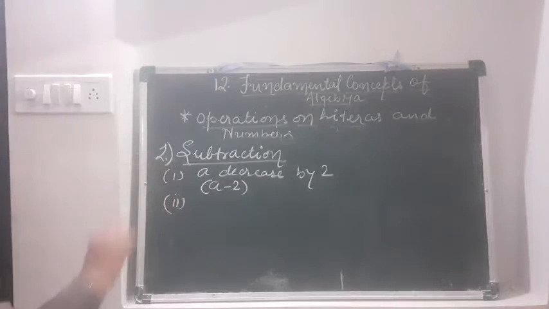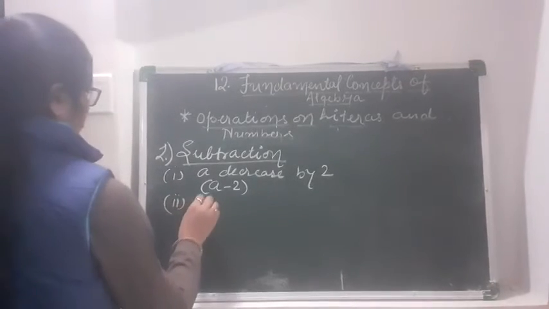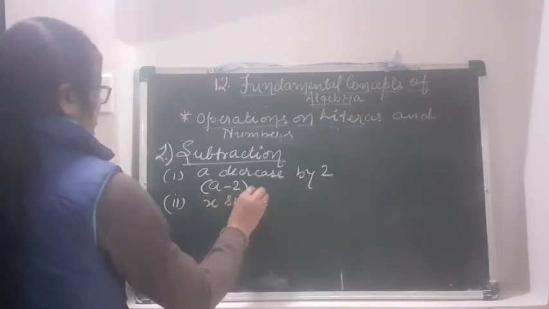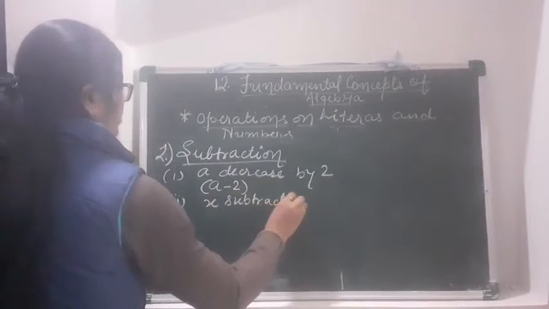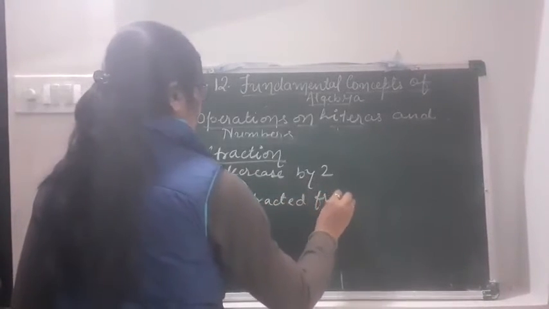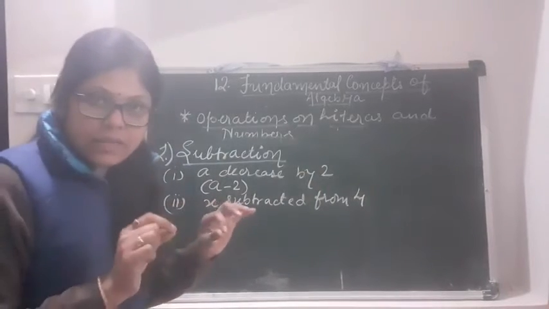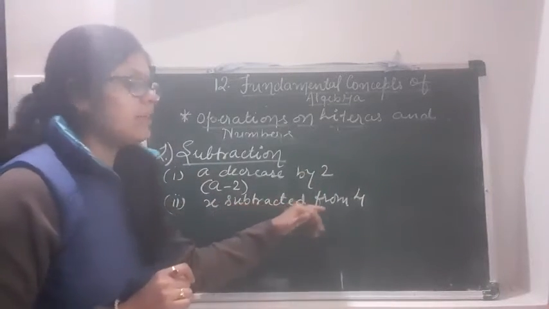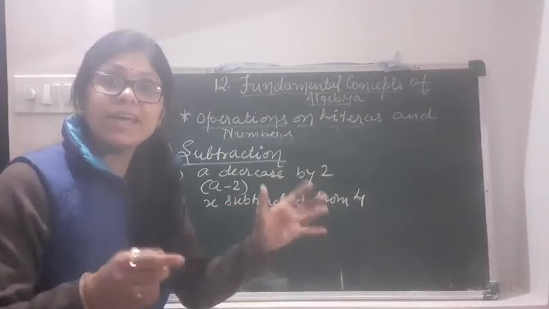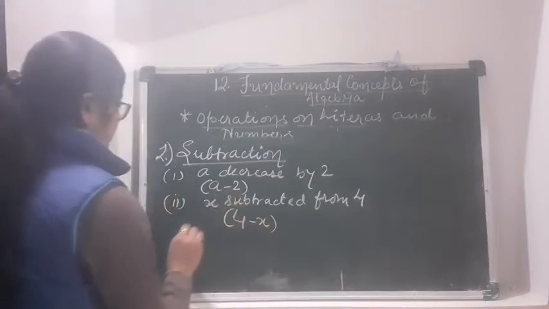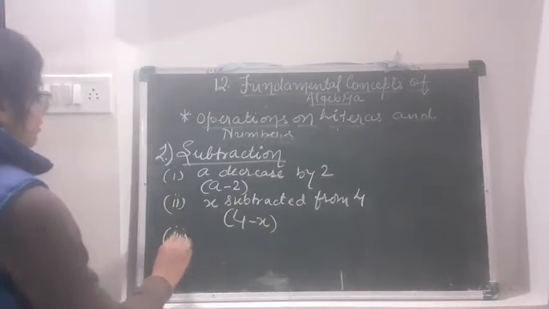Second one, if the question is given, x subtracted from 4. Just read the line. x subtracted from 4. 4 में से x subtract हो रहा है, तो कैसे लिखेंगे? 4 minus x.